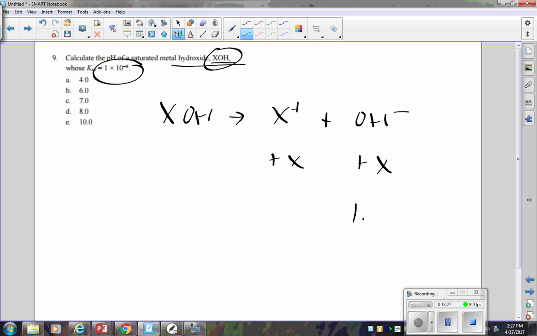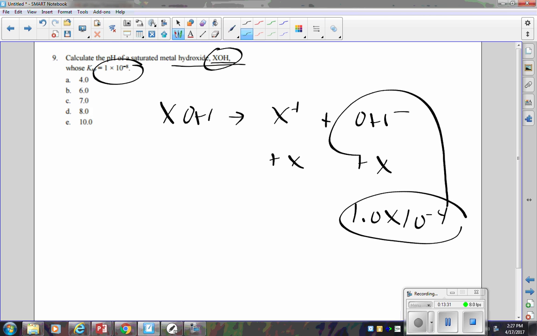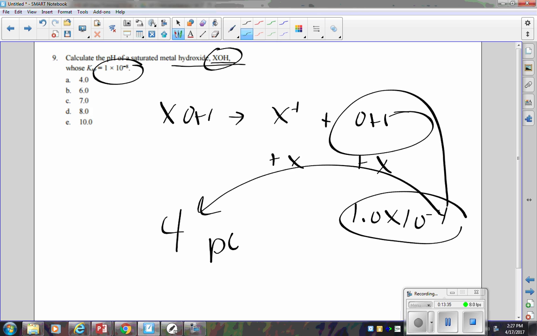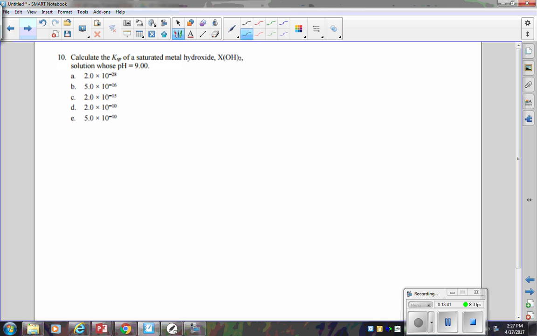To get pH, we take the OH concentration. The negative log of that is going to be 4. That's going to be my pOH. That means my pH has to be 10 using the scientific notation trick. Next question. The correct answer is going to be B.